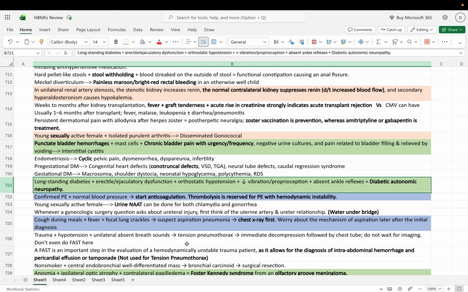Long-standing history of diabetes plus erectile or ejaculatory dysfunction plus orthostatic hypotension plus decreased vibration and proprioception and absent ankle reflexes. Think of diabetic autonomic neuropathy.